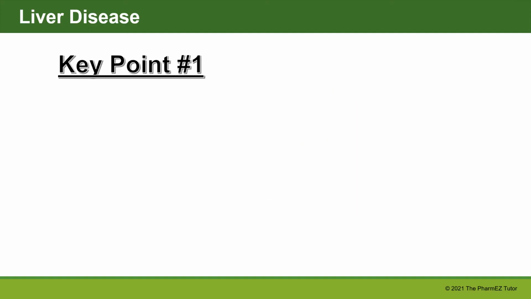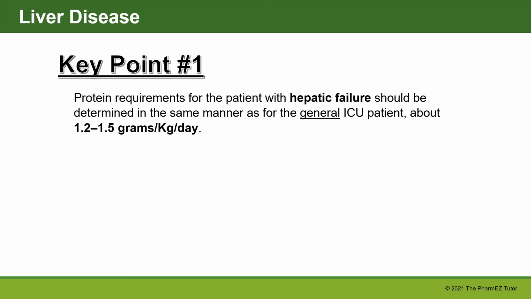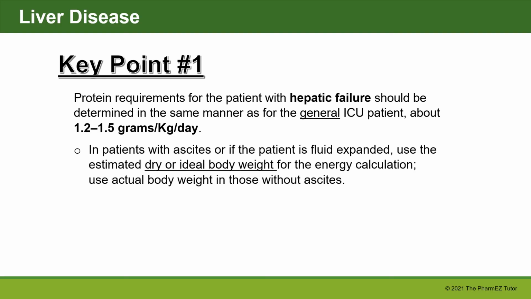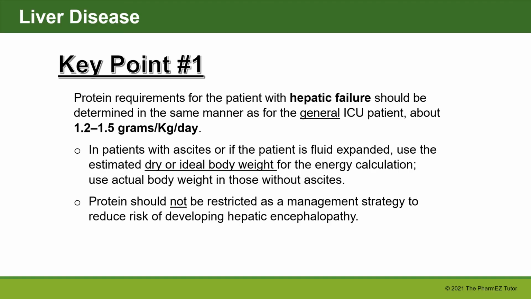There are several key points to consider when formulating TPNs for liver disease patients. The first key point is that protein requirements for the patient with hepatic failure should be determined in the same manner as for general ICU patients, about 1.2 to 1.5 grams per kilo per day. In patients with ascites, or if the patient is fluid expanded, use the estimated dry or ideal body weight for the energy calculation. Use actual body weight in those patients without ascites. Protein should not be restricted as a management strategy to reduce the risk of developing hepatic encephalopathy.